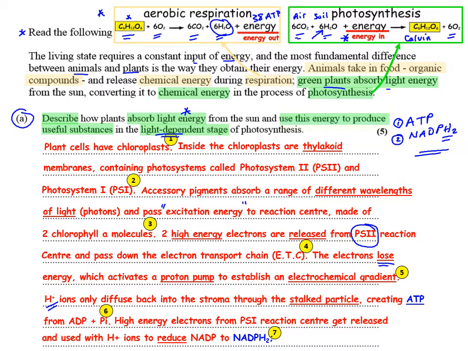So we've talked about how ATP is formed. We've talked about how reduced NADPH2 is formed. And these two products, like we said at the start of the slide, are needed in the stroma in the Calvin cycle to allow the formation of triose phosphate and therefore glucose.